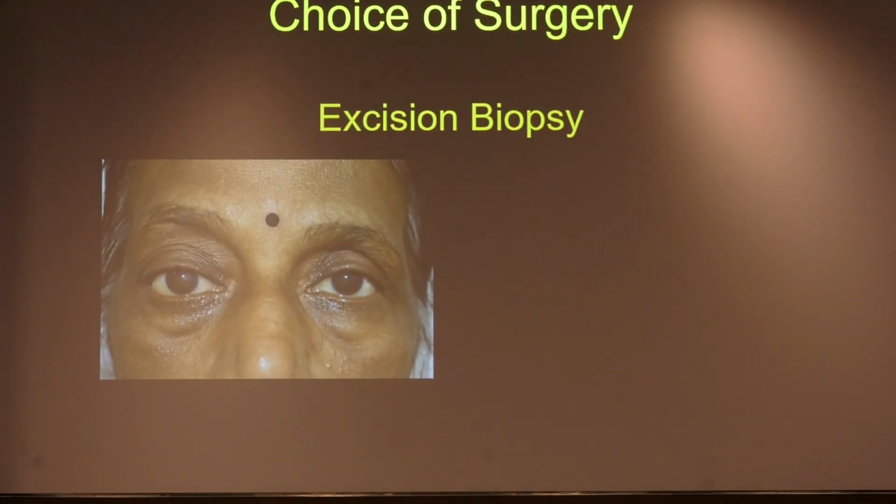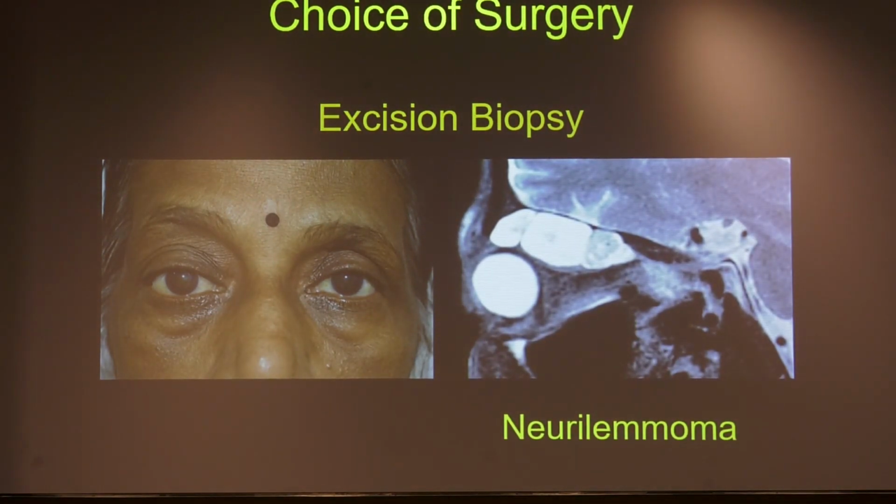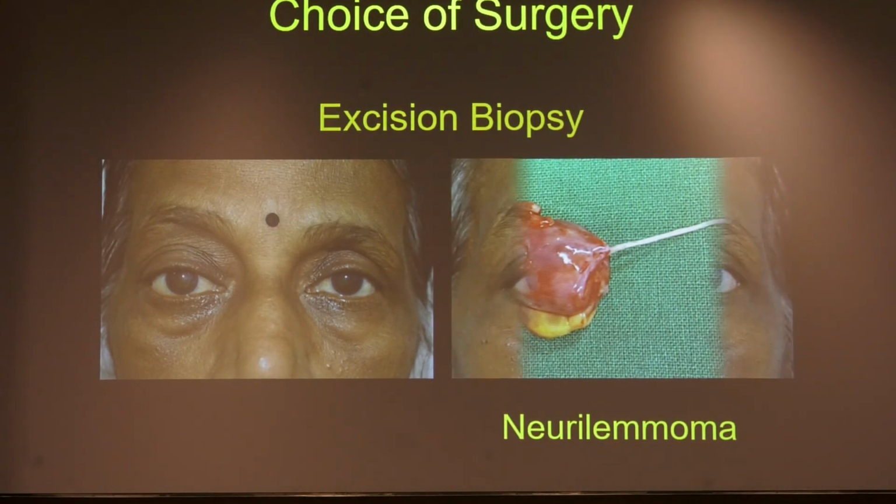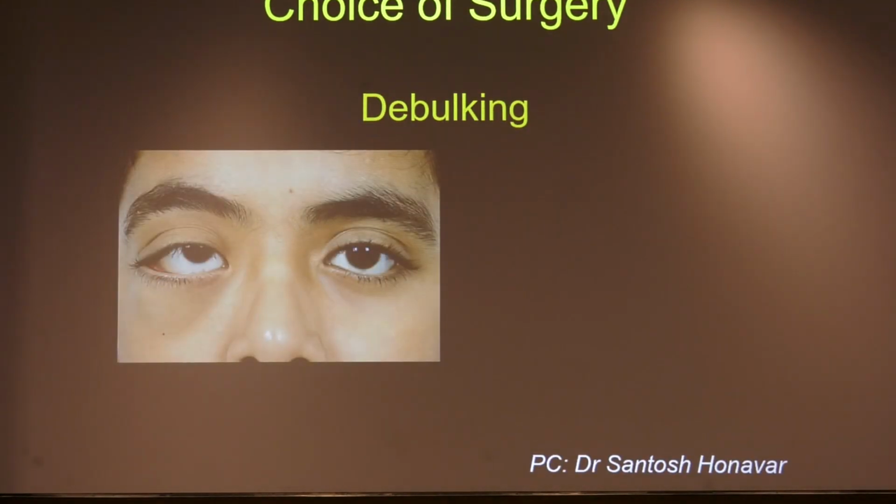The choice is excision biopsy when you know it's a benign tumor and you can completely excise the tumor without harming the neighboring orbital structures. For example, this patient who came with the right proptosis underwent an MRI scan, and this tumor is a schwannoma, a neurilemmoma, a benign tumor. So excision biopsy was done in this patient where the tumor was completely excised and the patient did well.